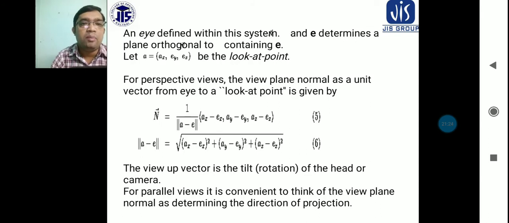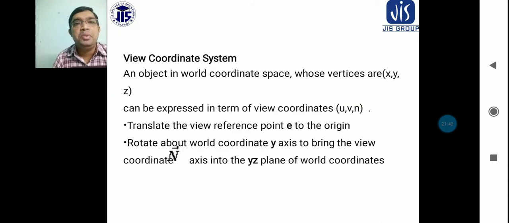The view up vector is the tilt rotation of the head or camera. For parallel views, it is convenient to think of the view plane normal as determining the direction of projection. The view coordinate system is here. Let us discuss this view coordinate system.